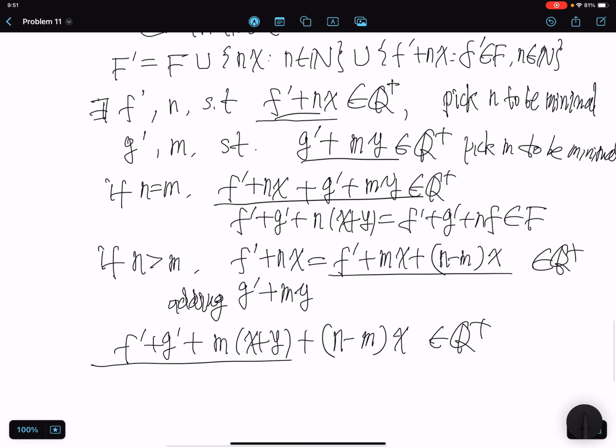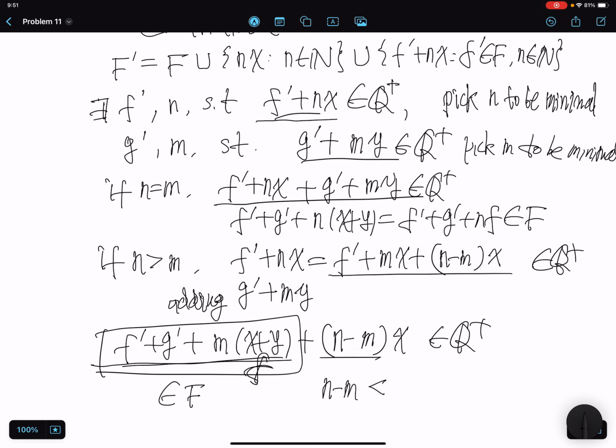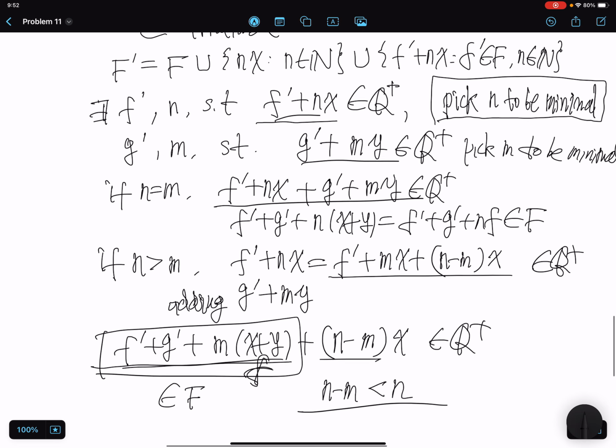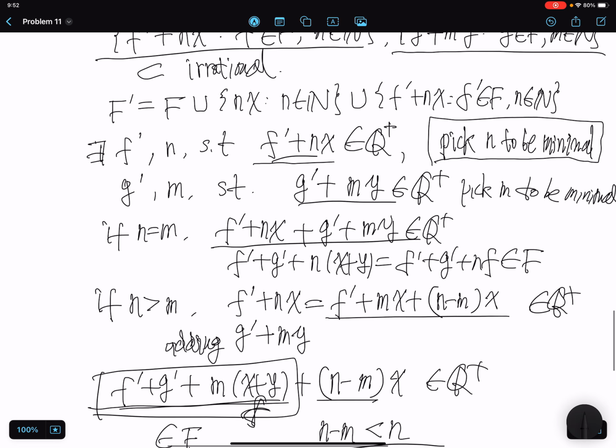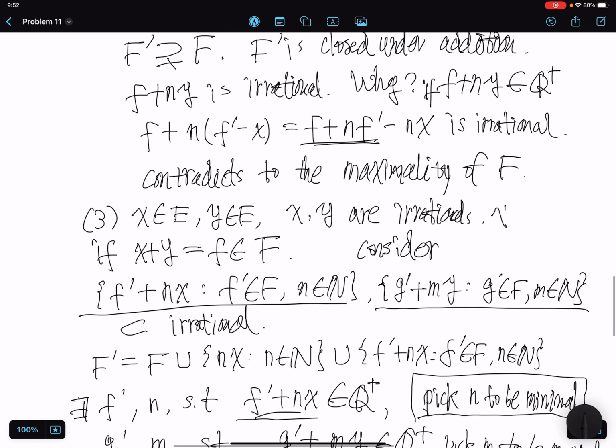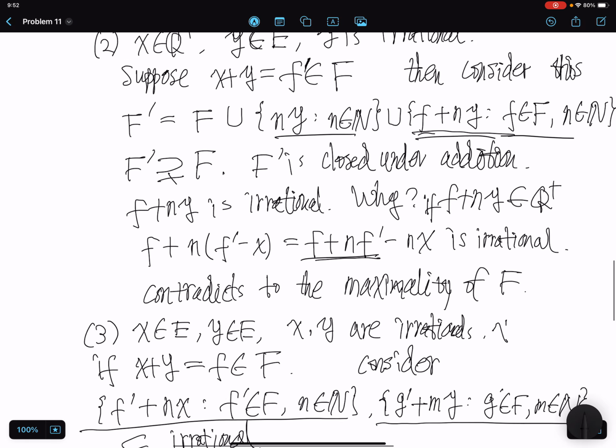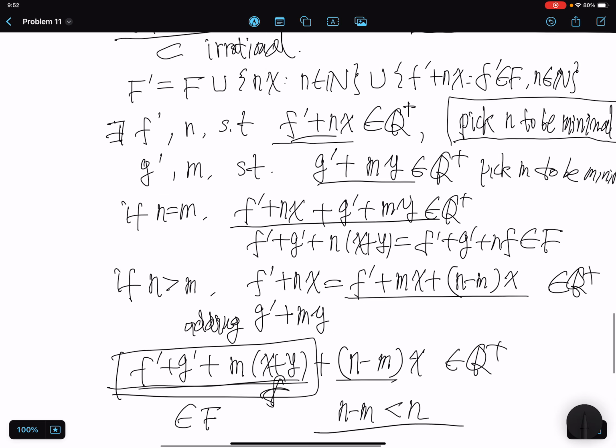So x plus y is small f, and then this part is in F, right? So there's a bigger F, but n minus m is strictly less than n. So this contradicts the n we picked, because we picked n to be the minimum. So we arrive at a contradiction, right? So these three cases cover all the different cases of x plus y.